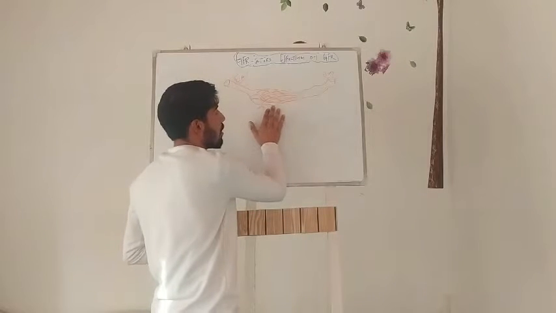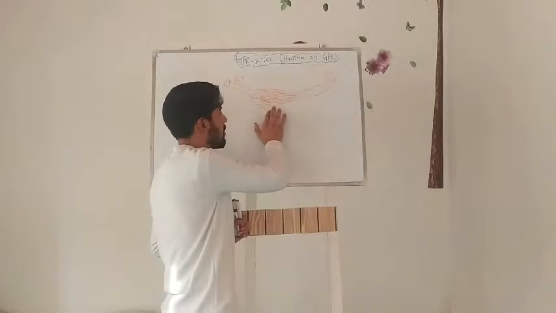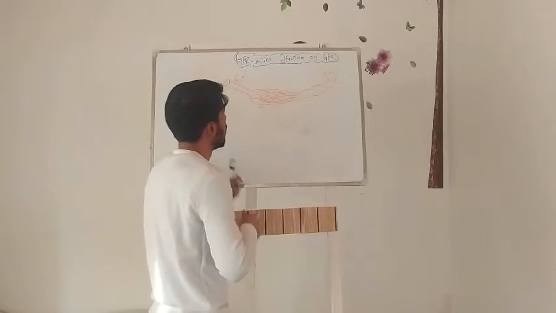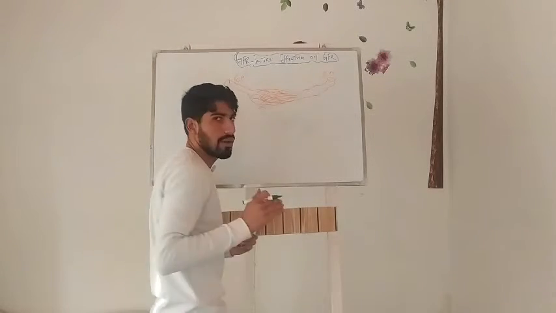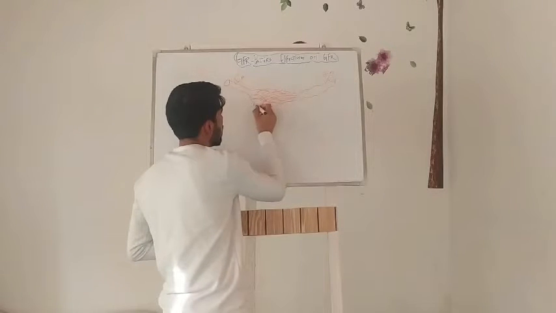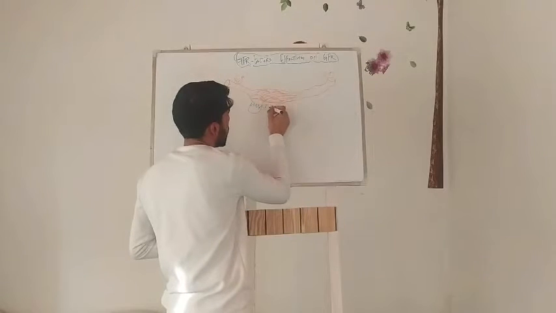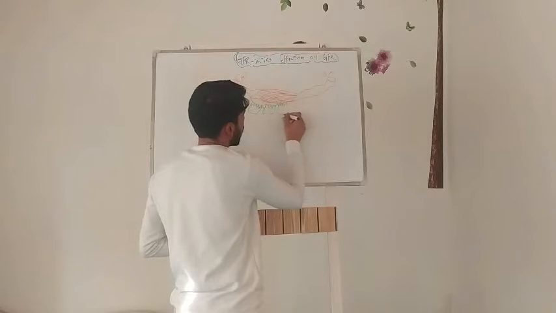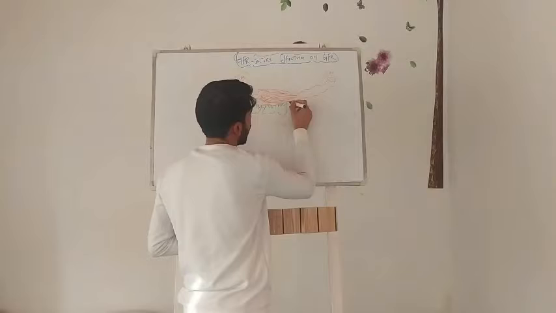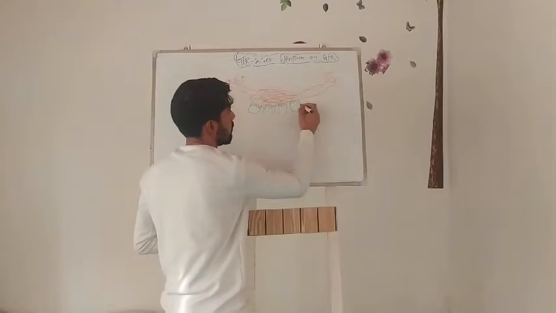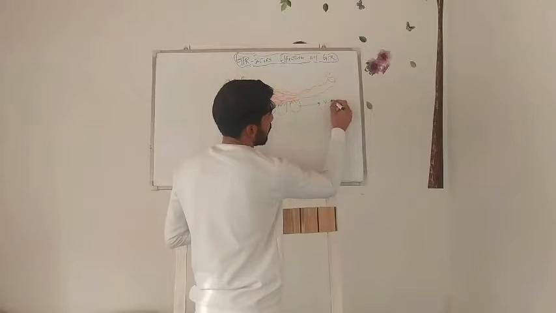These capillaries are fenestrated capillaries. I will tell you what fenestrated means. These capillaries are surrounded by some cells. These are the cells. These cells are called visceral epithelial cells.